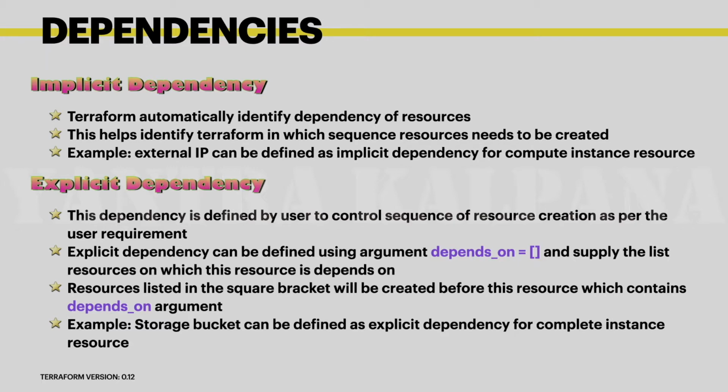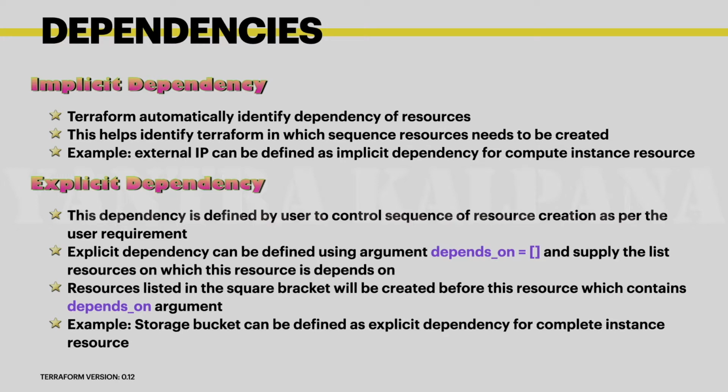Another type of dependency is called explicit dependency. This dependency is defined by the user to control the sequence of resource creation as per the user requirement, so that resources are created in the sequence the user has defined. Explicit dependency can be defined using an argument called depends_on, and supplying the list of resources that need to be created before this resource is created.